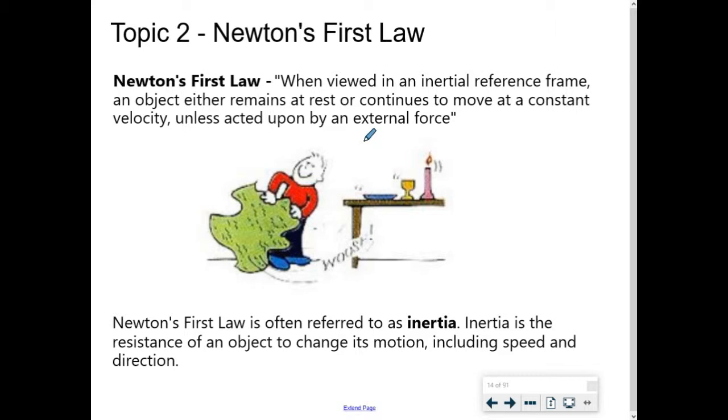So let me read it out to you first, because you guys can probably read it yourself. But here was Newton's law that he would have written about in his paper way back in the day. And this is one of three laws we're going to learn about. First law is this: when viewed in an inertial reference frame, an object either remains at rest or continues to move at a constant velocity unless acted upon by an external force. That is his law. And that is a lot of words that maybe don't mean anything to you right now.